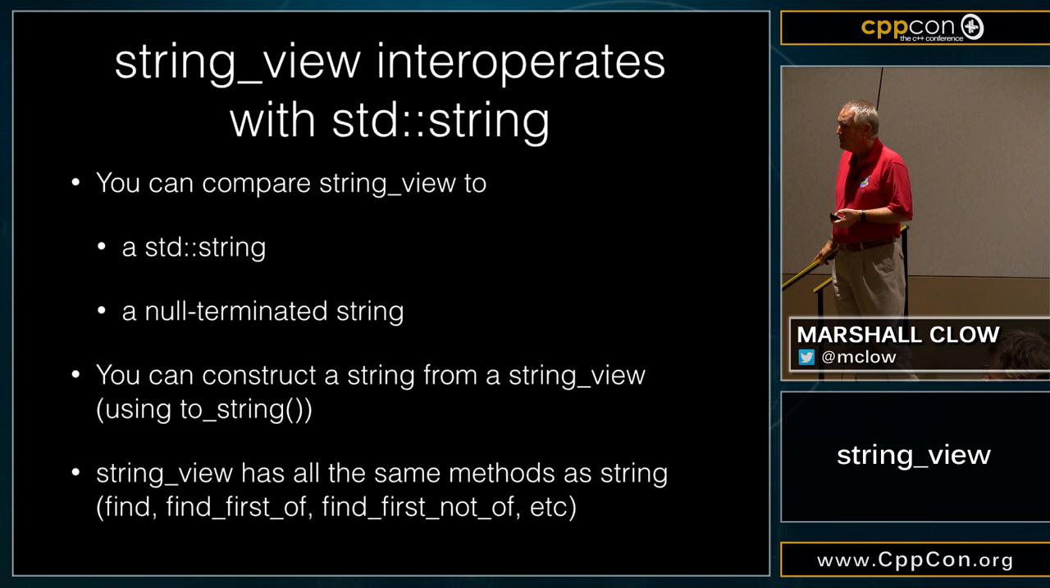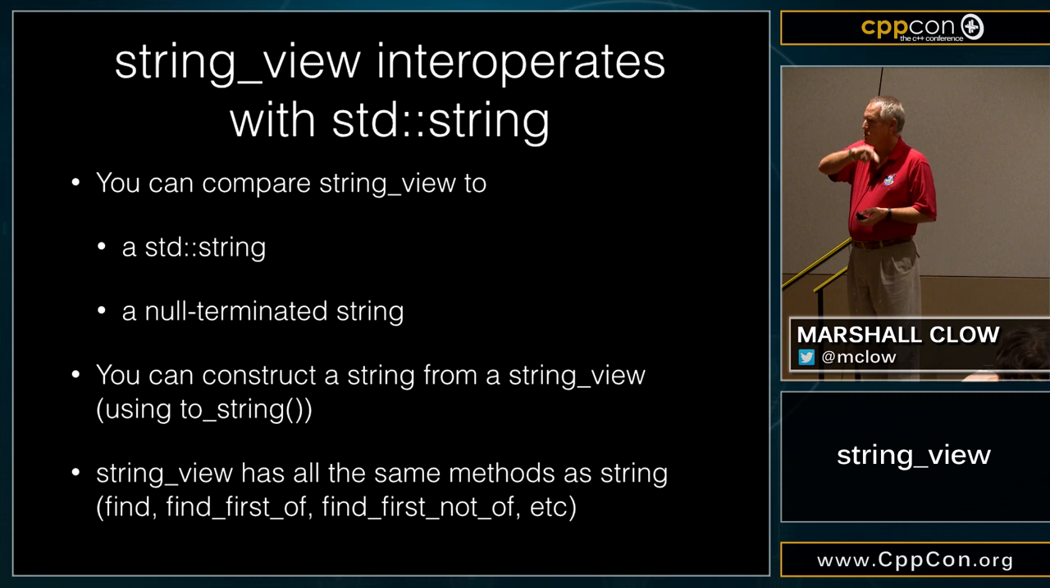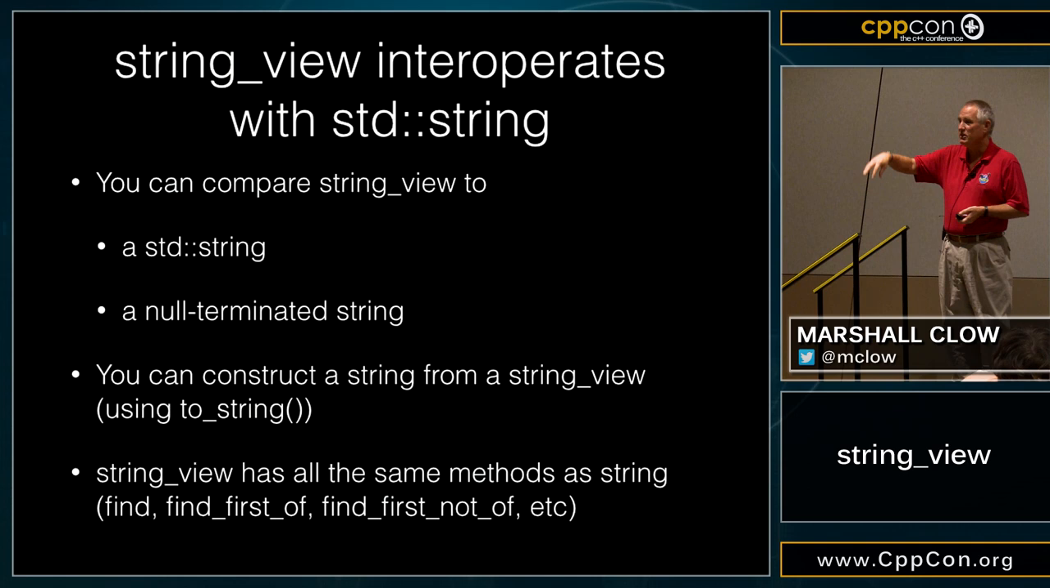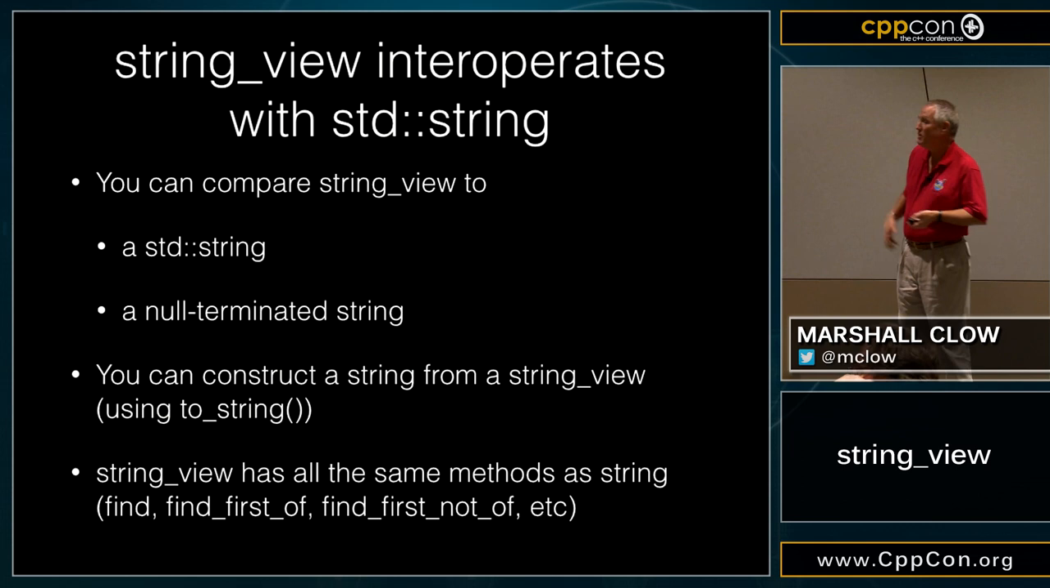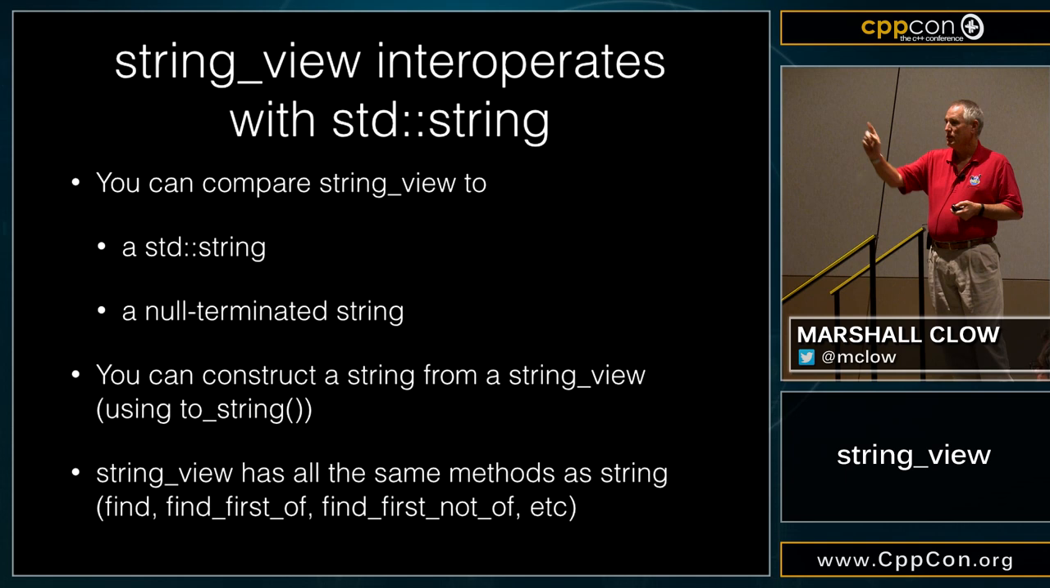You know, the conversion from a string to a string view is an implicit conversion. From string view to string, it would be explicit. Right now it's not explicit, because string view is in library fundamentals, which is not actually part of the standard, and so we didn't change std::string. We have the thing they call to_string, which returns a string.